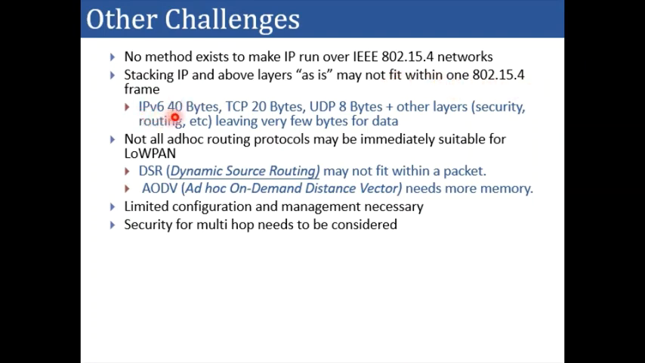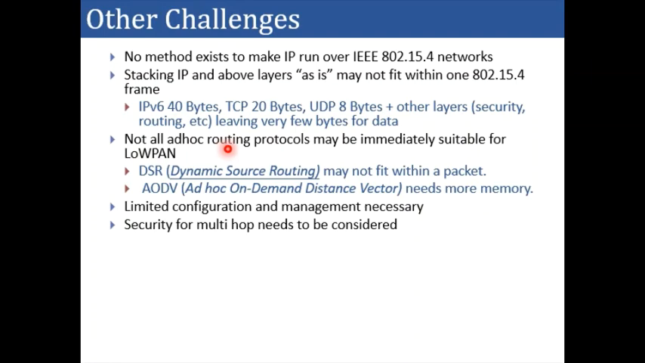So here IPv6 header itself is of 40 bytes, TCP header is of 20 bytes, and UDP is 8 bytes, plus other layers will also have the other header sizes. Then we will have very less space available for the data. So that's why the standard IPv6 data cannot travel easily on 802.15.4.